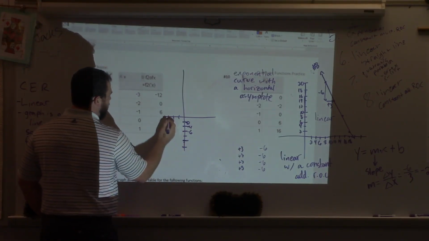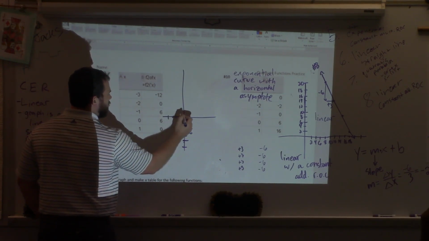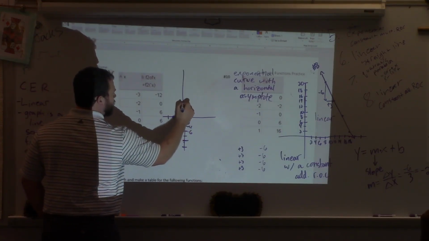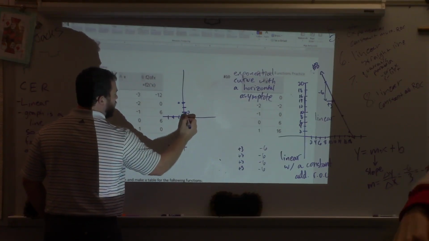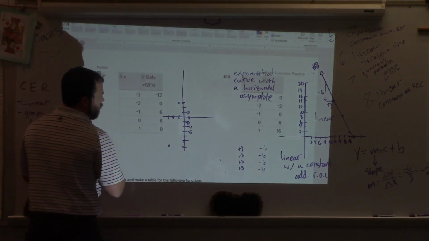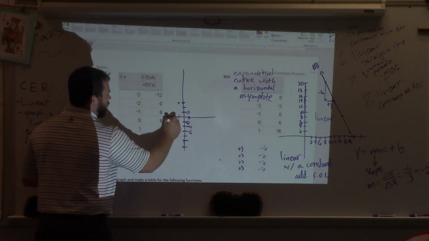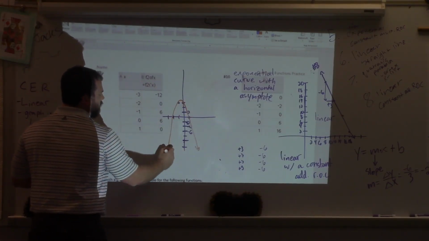Alright, so negative 3, negative 12 is right here. Negative 2, 0. Negative 1, 1, 2, 3. 0, 6. 1, 0. Y'all good over there? Notice, if I look at this right here, what shape do I have? A parabola, right? That's quadratic. So it's a quadratic.